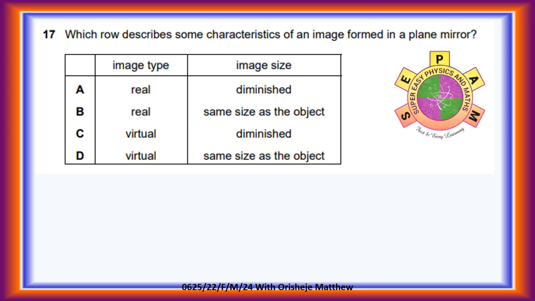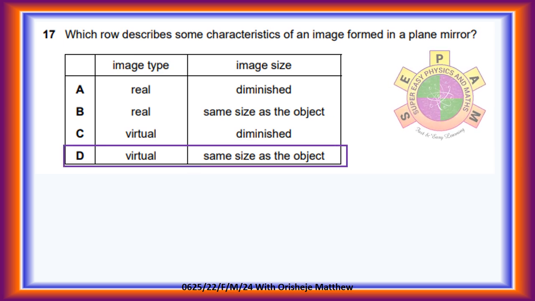Question 17. Which row describes some characteristics of an image formed in a plane mirror? Option A, real diminished. Option B, real same size as the object. Option C, virtual diminished. Option D, virtual same size as the object. In terms of image type and image size. Let's review properties of images formed by plane mirrors.